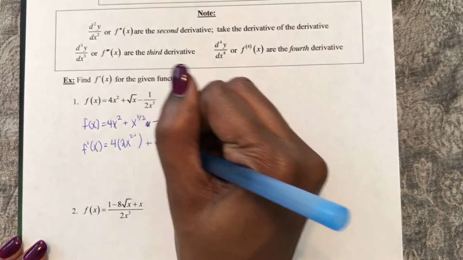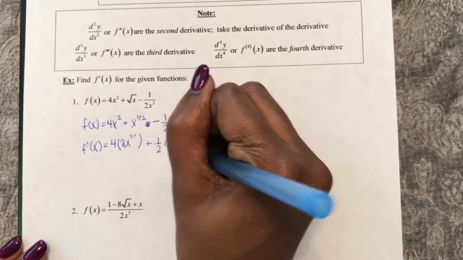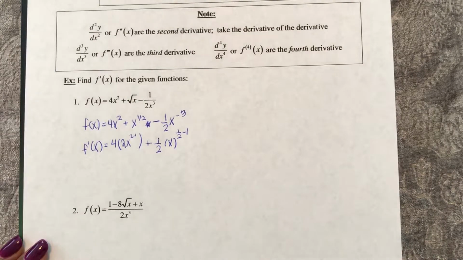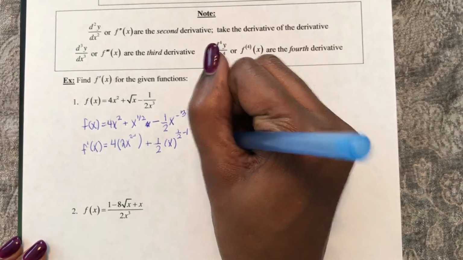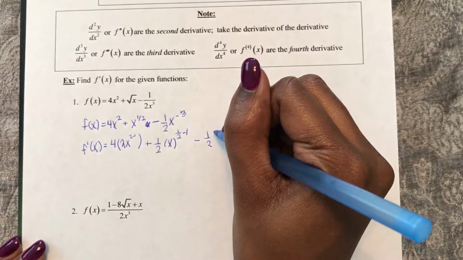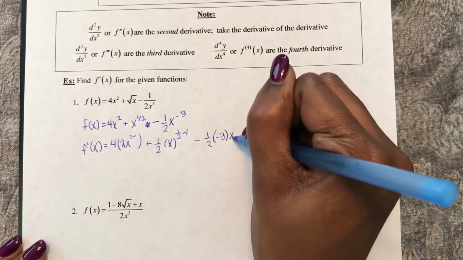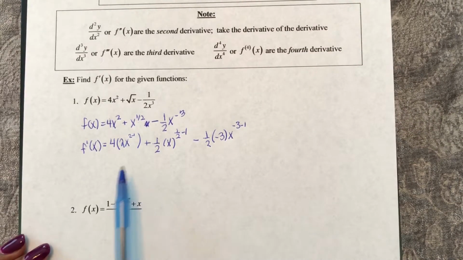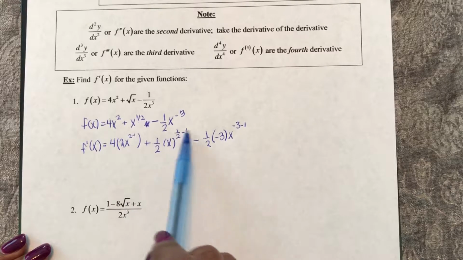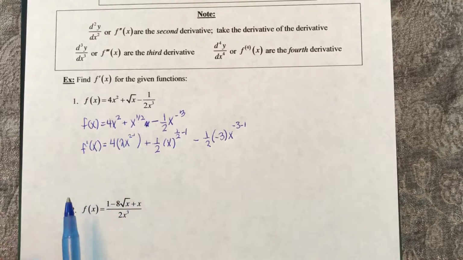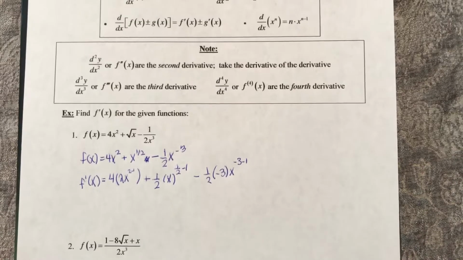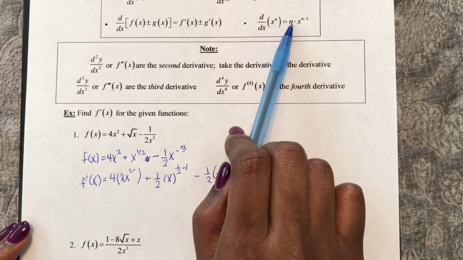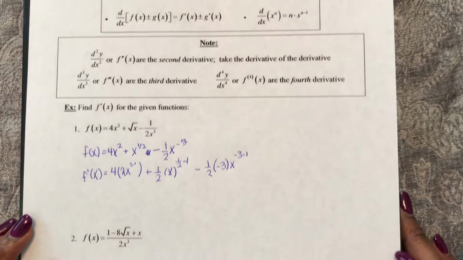Here, this will be plus 1/2 times x to the 1/2 minus 1 power. And then this will be subtracting 1/2 multiplied by -3x to the -3 minus 1 power. So a lot of times you can do this step in your head, but I'm just showing you this so you can see how I am connecting it to this rule here. So I take the exponent down in front, and then I do the exponent subtracting 1.